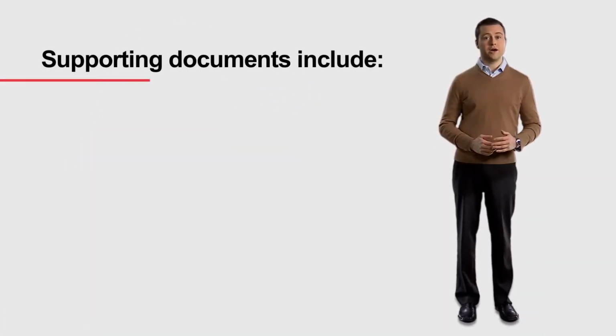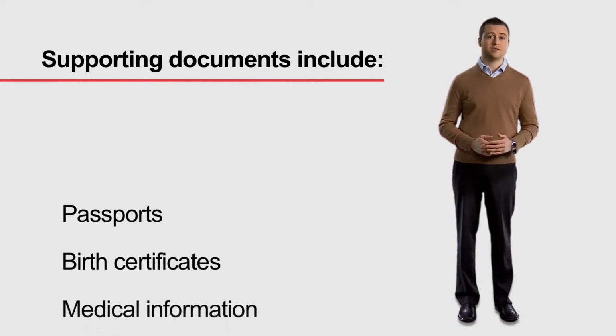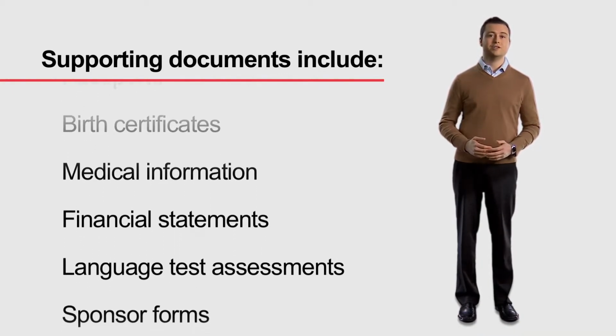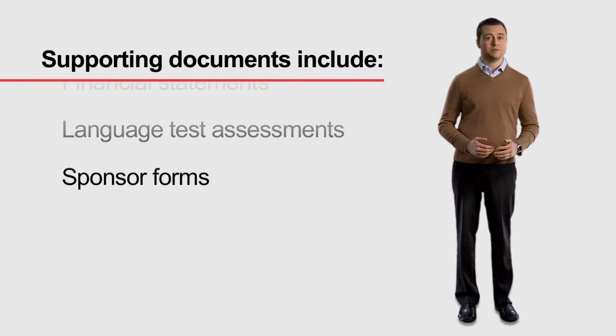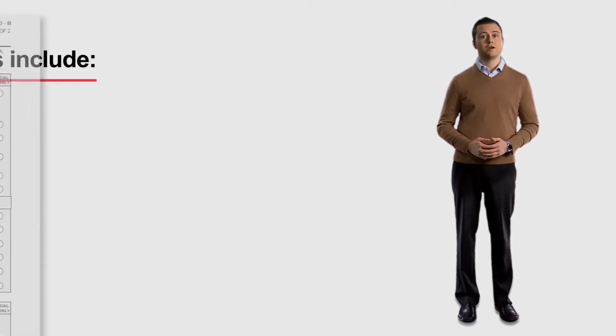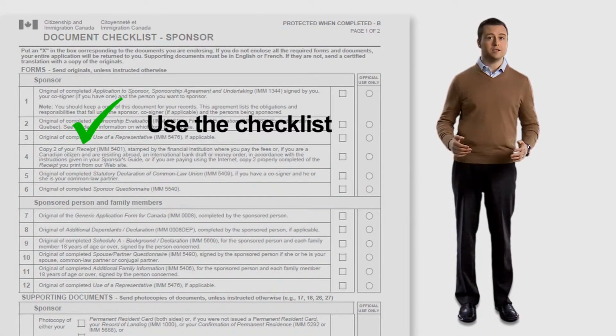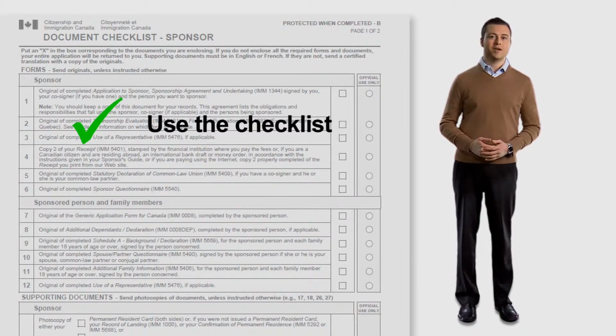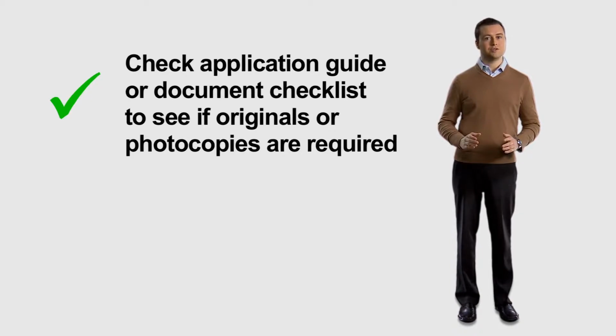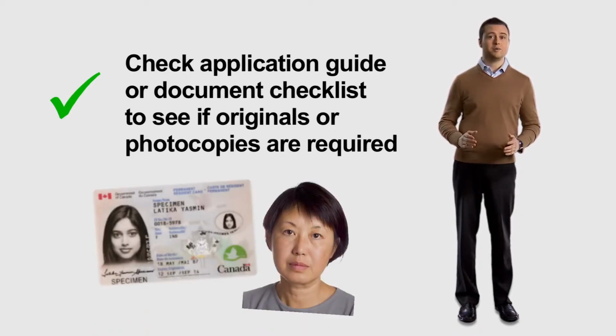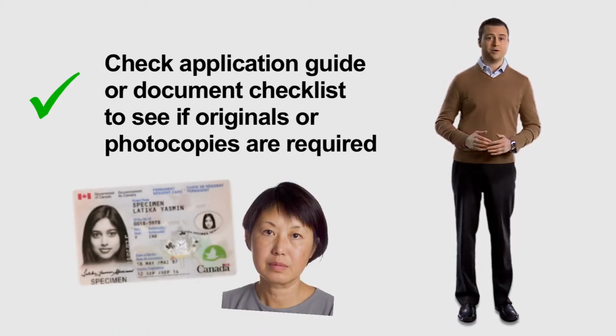Supporting documents include items such as passports, birth certificates, medical information, financial statements, language test assessments, or sponsors forms. Go through the checklist to see what, if any, supporting documents are needed, and include them with your application. When applying by mail, always send originals, unless the application guide or document checklist says photocopies are acceptable.